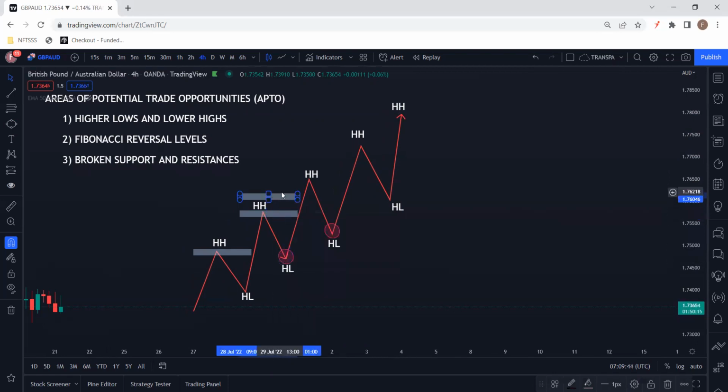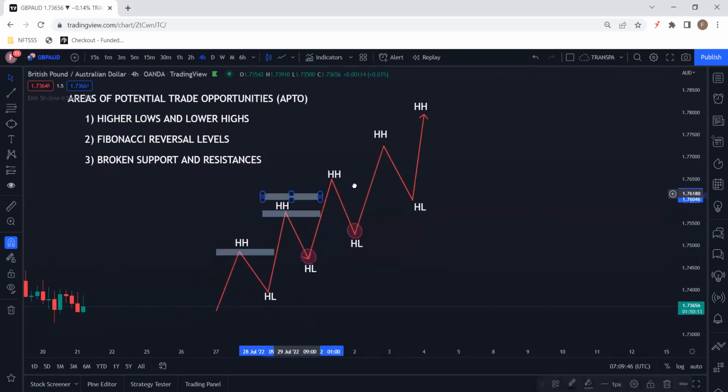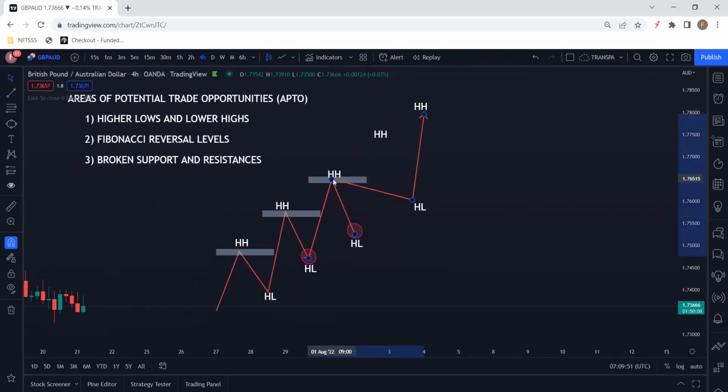Once you have identified that price has broken above the previous higher high and has formed a new high, that's not the best time to buy. You then want to wait for a pullback, a retracement, for price to give you a higher low. So you are only looking to buy from higher lows.